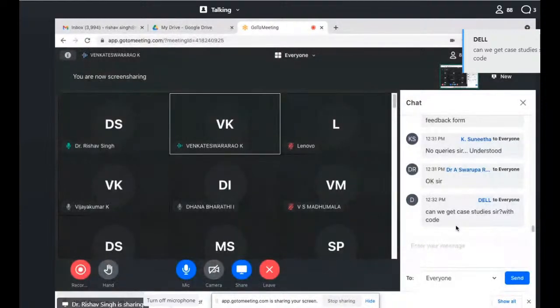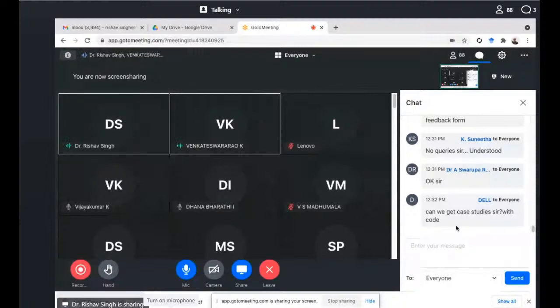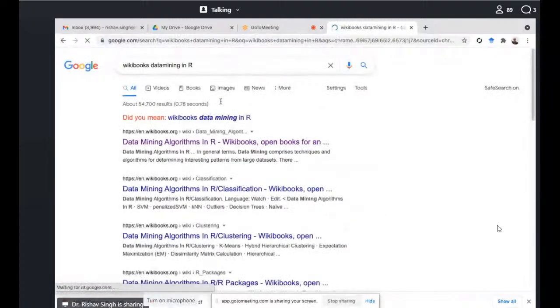Can we get case studies with code? Okay, I have one link with me, Wikibooks. It is for R, not for Python.